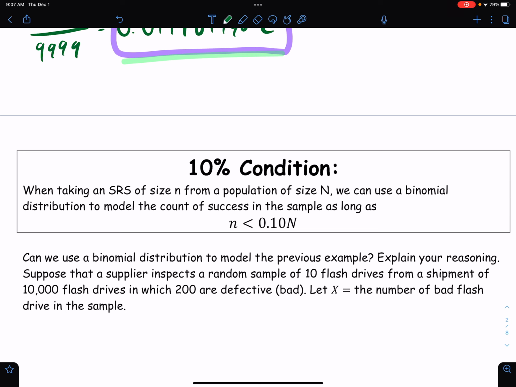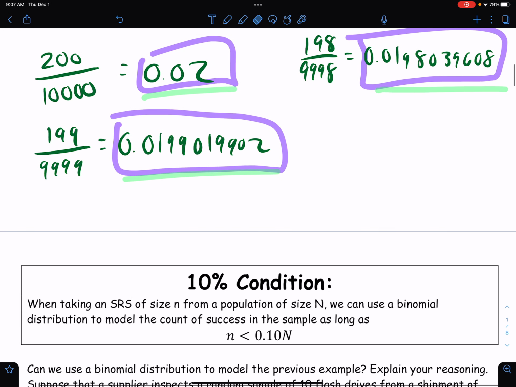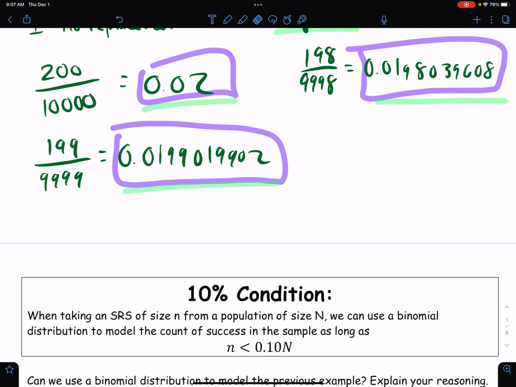So when taking a simple random sample of size n with a population uppercase N, we can use a binomial distribution to model the count of successes, so this lets us bypass the independence. And we're going to be using this, honestly, for the rest of the year. As long as the sample is less than 10% of the actual population, we can bypass independence and say that the probabilities are changing so little that we can still estimate it. Look how little each probability is changing.